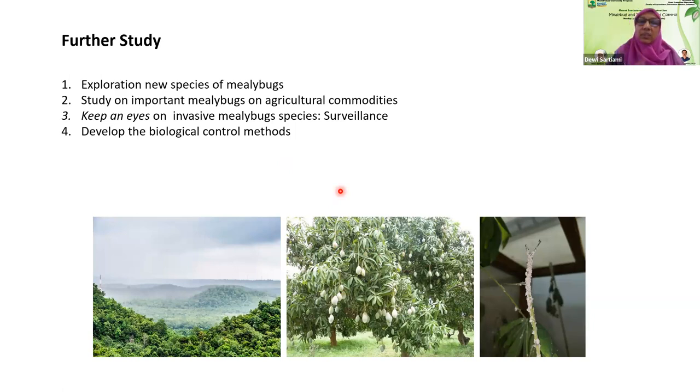And three, we have to keep an eye on the invasive mealybug species with a surveillance program. With surveillance, we can go to the field and try to find many things. We can keep records of them and report to the public or to any ministry that we have to keep an eye on invasive mealybugs.